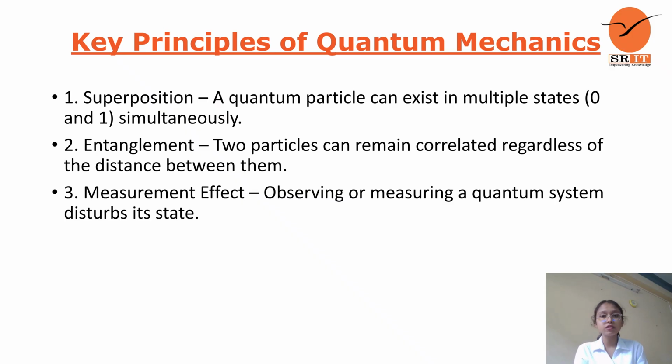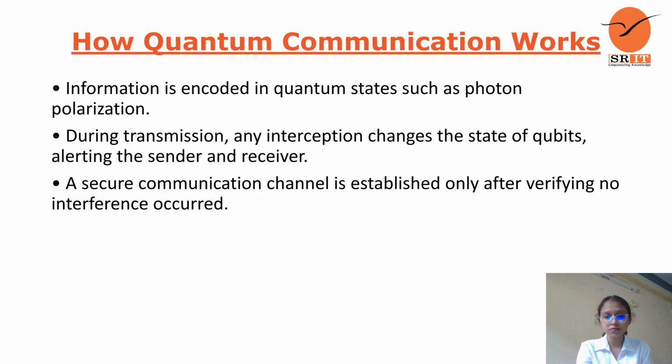So the first one is superposition. A quantum particle can exist in multiple states. It could be 0 and 1 simultaneously. Then we have the second, entanglement. Two particles can remain correlated regardless of the distance between them. And finally, we have the measurement effect, that is, observing or measuring the quantum system disturbs its state. So these three principles are the foundation of quantum communication systems.